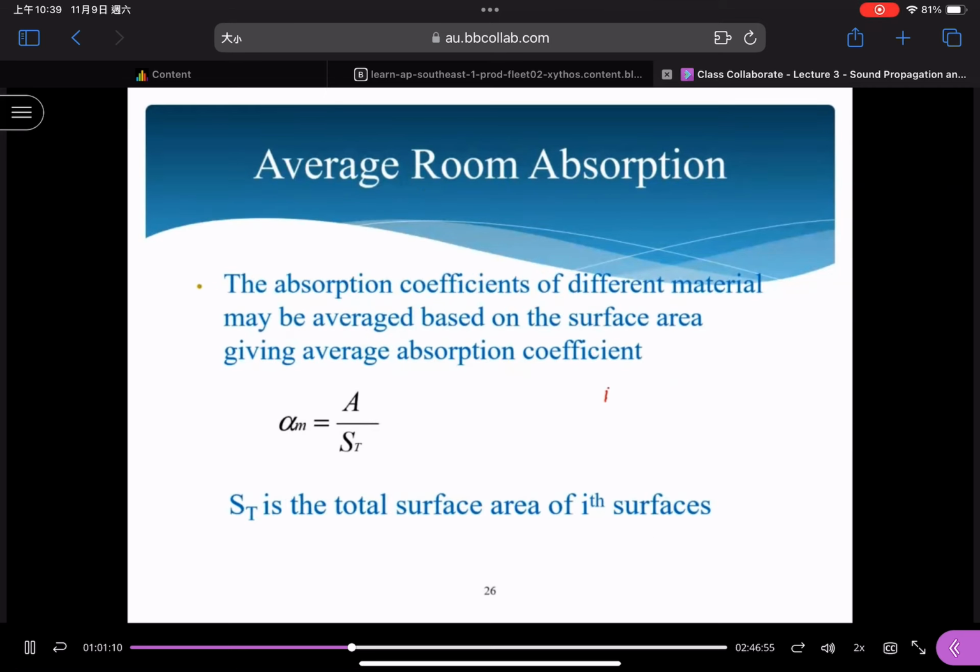So when we want to find the total absorption, A is equal to Si times alpha i. How do we find the average alpha value? Let's say we have a total of 6 surfaces inside this room. When you get the total absorption, dividing it by the total surface area, you can find the average alpha value.